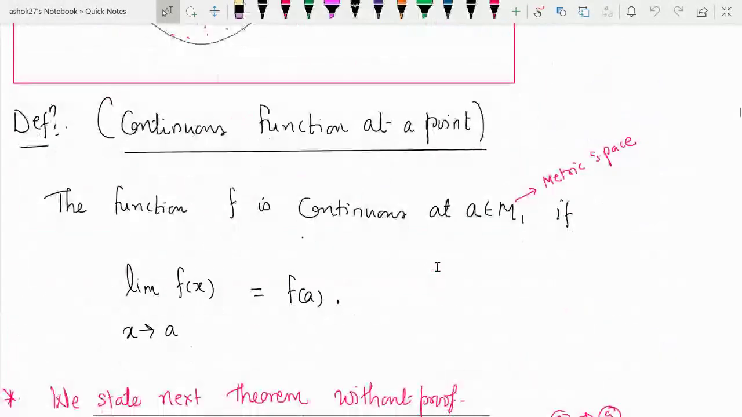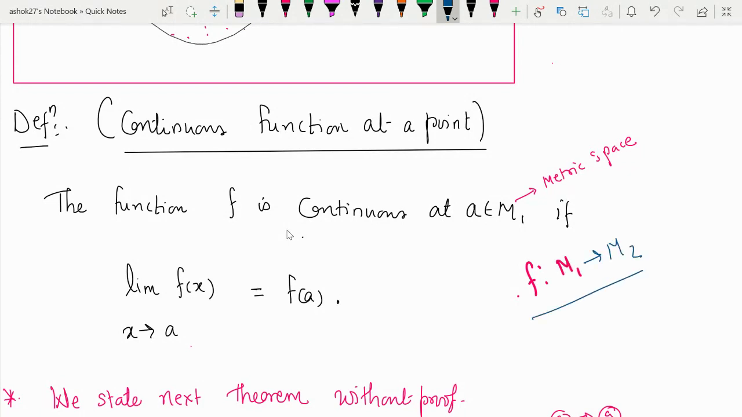After that, we have seen the definition of continuous function at a point. The function f is continuous at a belonging to capital M1. So f is a mapping from matrix space M1 to matrix space M2, and small a is an element of capital M1. So when we say f is continuous at point a, the limit of f(x) as x tends to a should be equal to f(a). This is the basic definition of continuous function at a point.